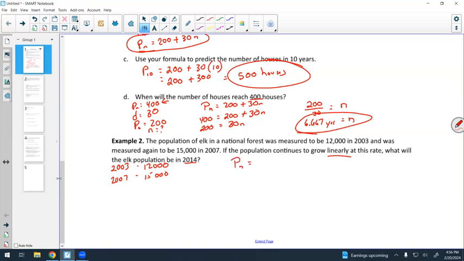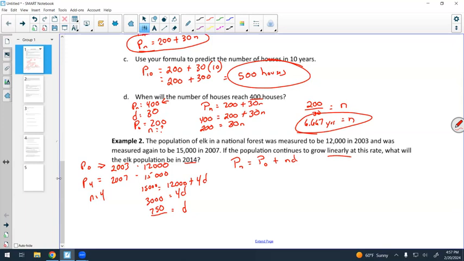My generic explicit formula is p sub n equals p sub 0 plus n times d. Now, here's the problem. I have p sub 0, and I have p sub 4, four years from 2003 to 2007. So for n equal 4, I can write p sub 4 equals p sub 0, which was 12,000, plus 4 times d. Since I know p sub 4 is 15,000, I subtract 12,000 and get 3,000 equals 4 times d. Divide by 4, and I get d equals 750.